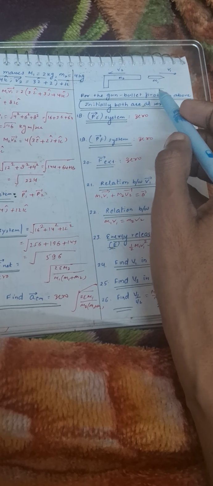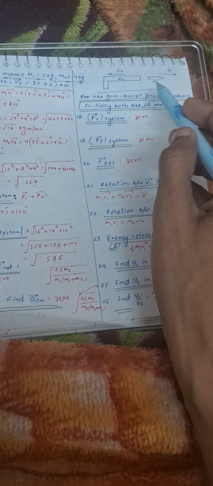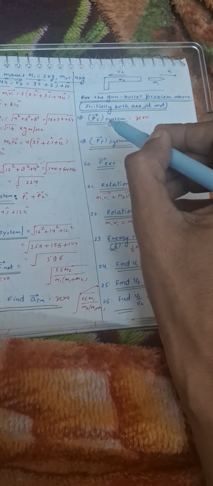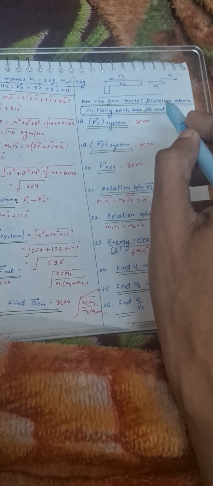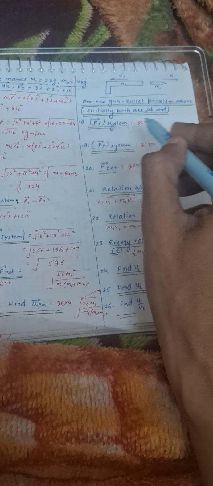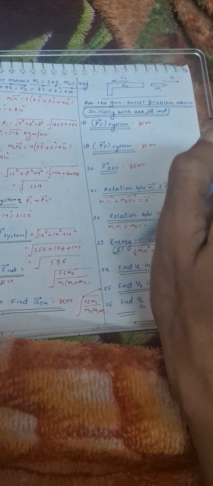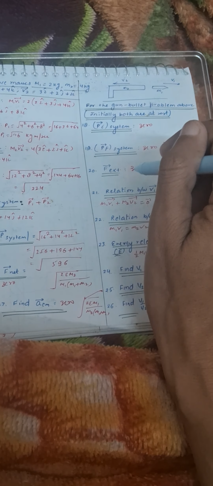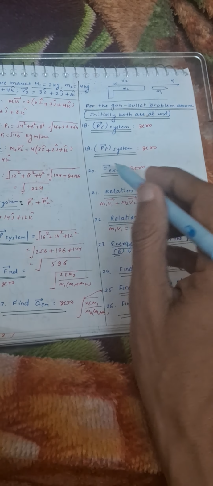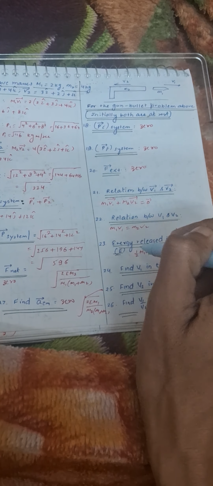Next is we have a gun bullet problem. A bullet is fired with a velocity v1 and gun recoils with a velocity v2. For this system, assuming that initially both are at rest, first question is initial momentum of system. So it is 0. Next is final momentum of system. It is also 0. Next is external force on the system. It is also 0.